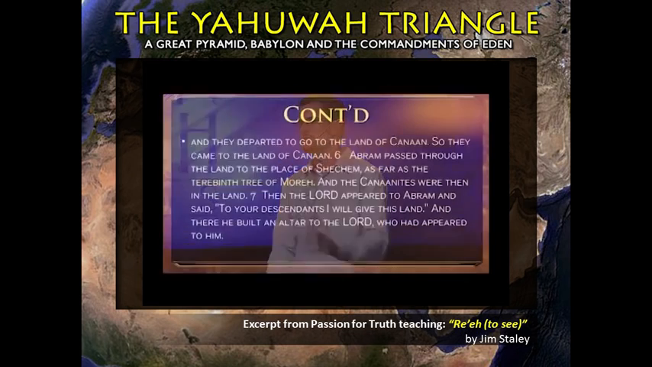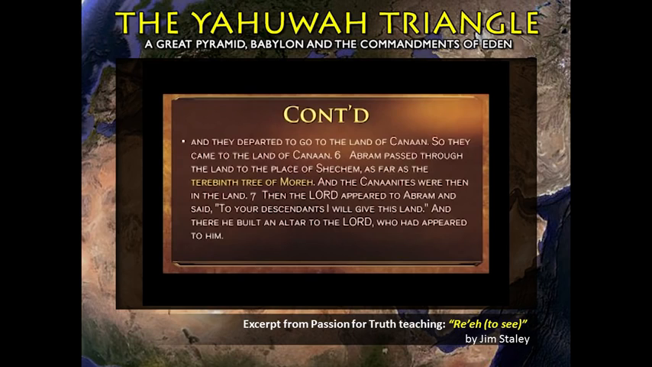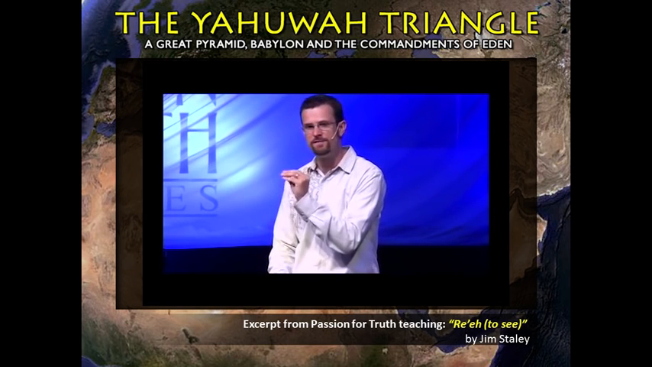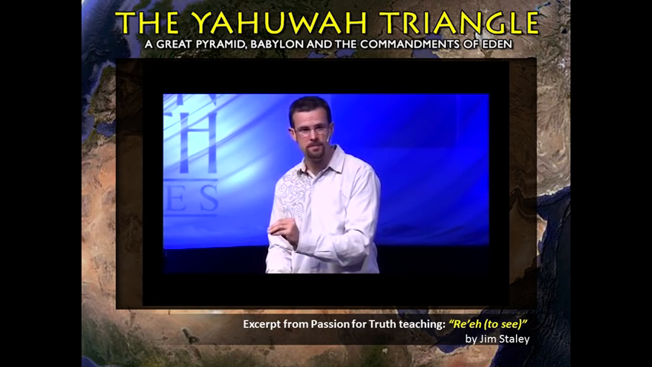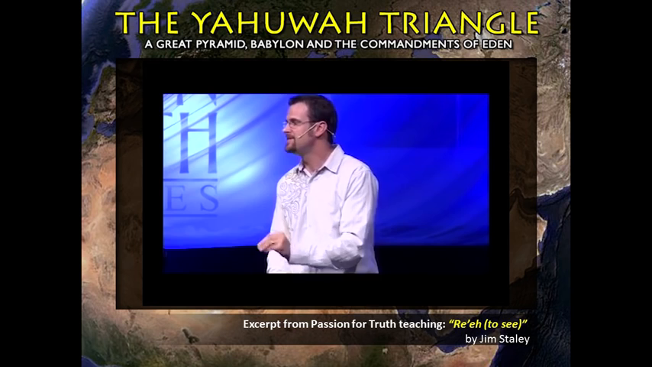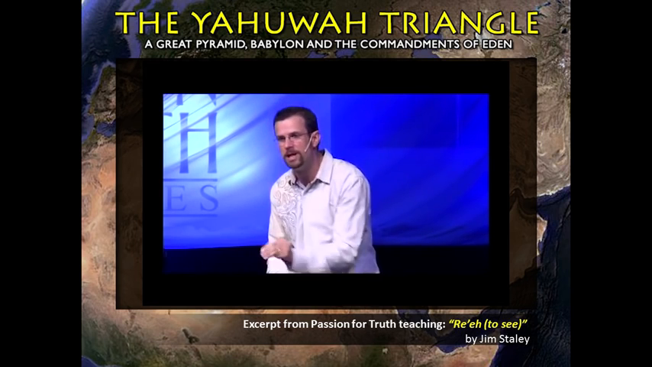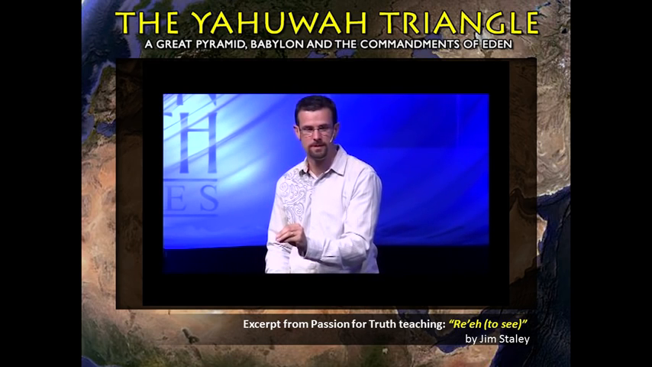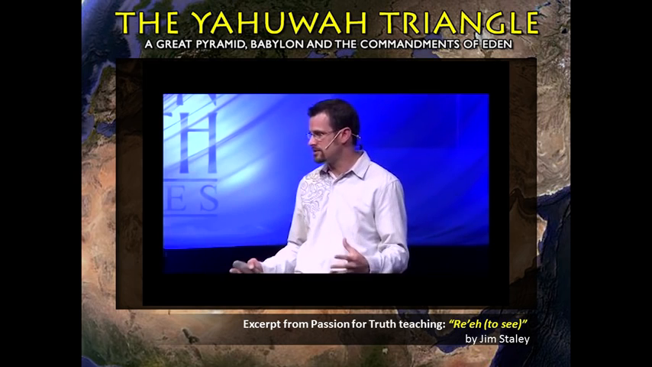What happens? The Canaanites were then in the land. Then the Lord appeared to Abram and said, to your descendants I will give this land. And there he built an altar to Yahweh who had appeared to him. Are you kidding me? This is 400 years, ladies and gentlemen, before Joshua shows up with the Israelites in this exact same place. Now see, we don't live in the land, so we don't make these connections.